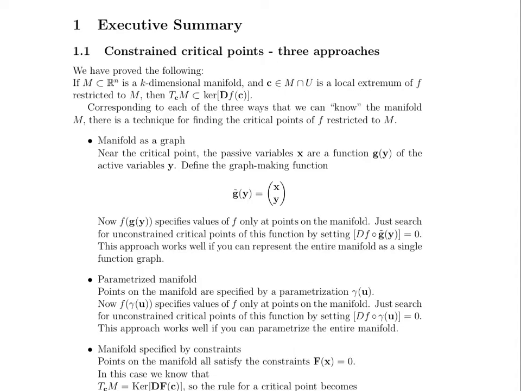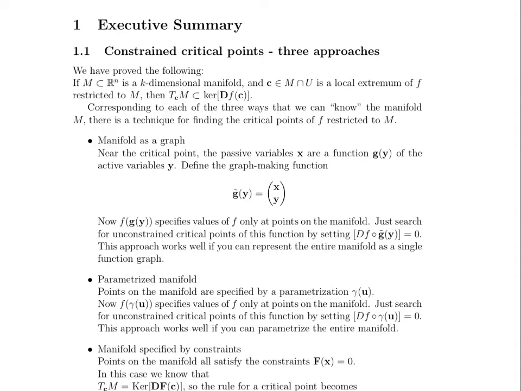And so what's interesting is that if we have an actual point that's a local extremum of this function restricted to the manifold, so that means that this point C lives on the manifold, and if you consider the function value of all the points on the manifold, C is going to be a local extremum of the function, then the tangent space to the manifold at the point C is part of the kernel of df of C. So it's in the kernel of df of C.